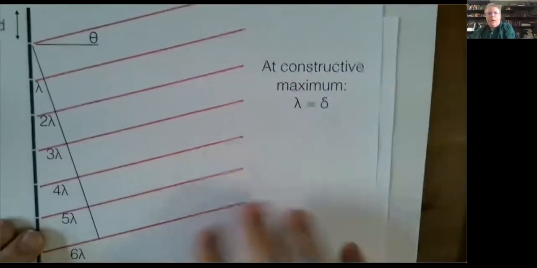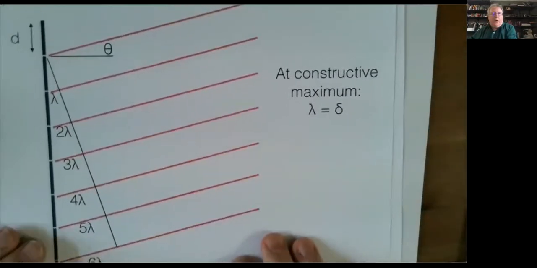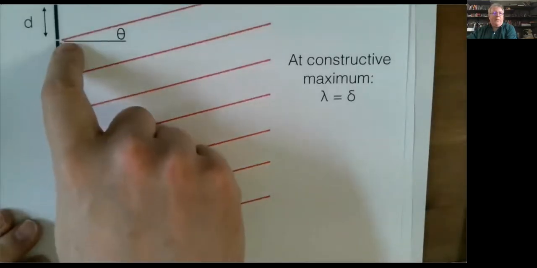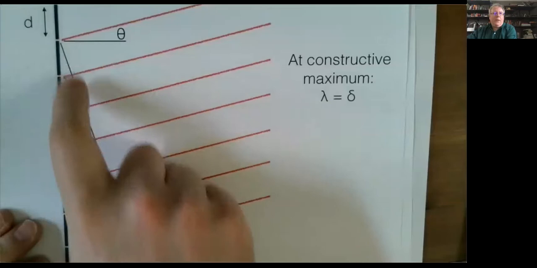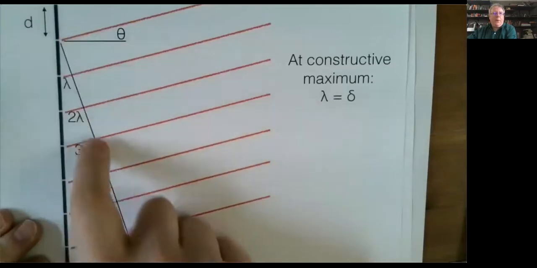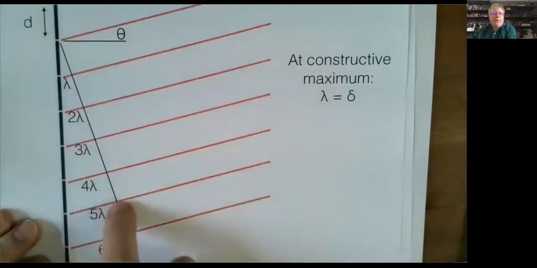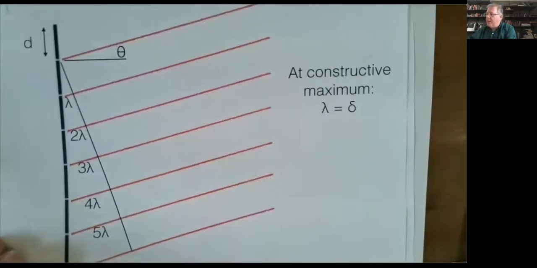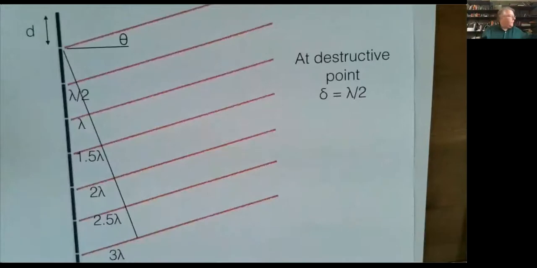So this is constructive interference, right? Here, the difference in path length between this ray and this ray is lambda, and between this ray and this ray is 2 lambda, and between this ray and this ray is 3 lambda, and between this and this is 4 and 5 and 6. So these are still all in phase coming out of here, and we'll see constructive interference.